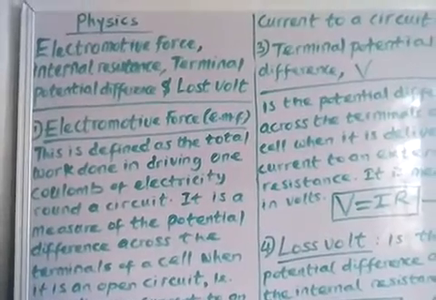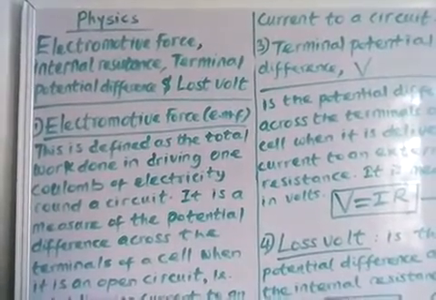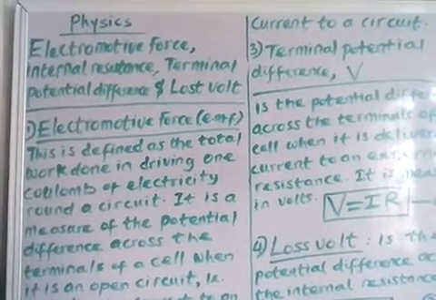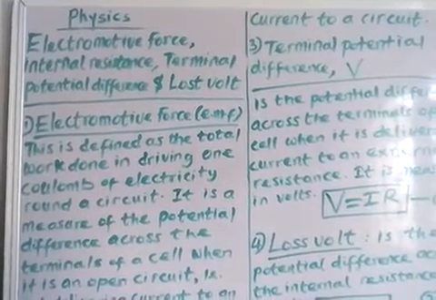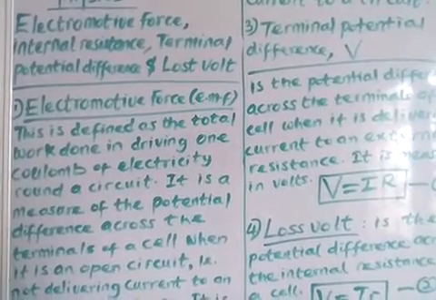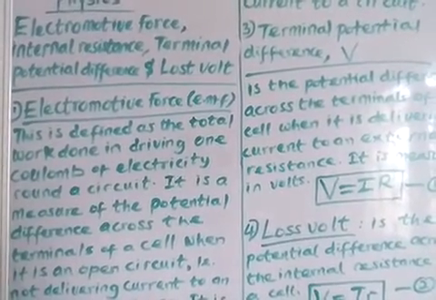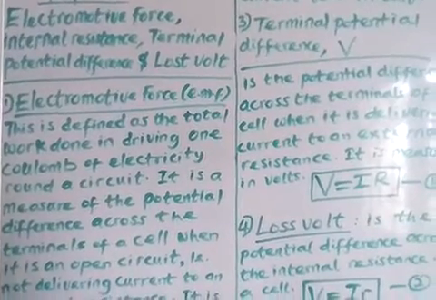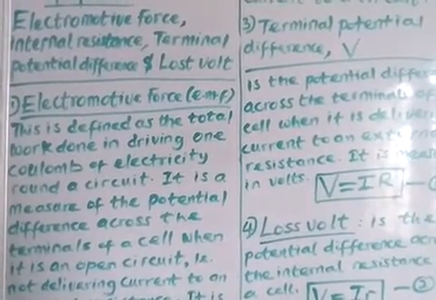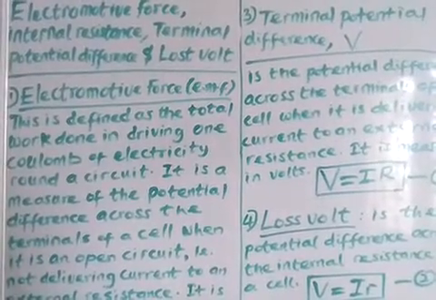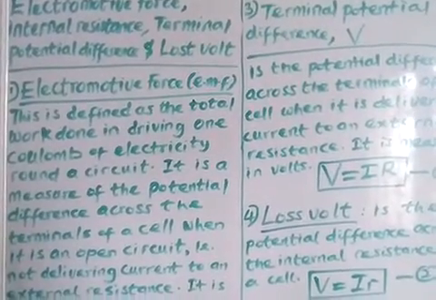In today's session, we shall be discussing electromotive force, internal resistance, terminal potential difference, and loss volts. Now, the first one is electromotive force. What is electromotive force? This is defined as total work done in driving 1 coulomb of electricity round a circuit.